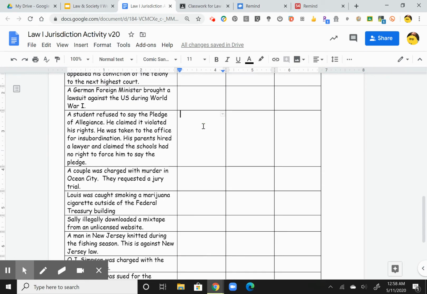The pledge. Okay. A student refusing to say the Pledge of Allegiance. He claimed that it violated his rights and he was taken to the office for insubordination. His parents hired a lawyer and claimed the school had no right to force him to say the pledge. Because the pledge is part of the federal government, this would actually be a federal rights case. We're talking about civil rights here, the right to freedom of expression or not expression. So what we've done, as you know, in our school, and this is why you don't have to say the pledge, and this is a civil case, not a criminal case, because this has violated his First Amendment right of freedom of religion, freedom of expression, freedom of speech, that he doesn't have to do this. And the courts have ruled, all the way to the Supreme Court, that saying the pledge cannot be a mandatory activity.